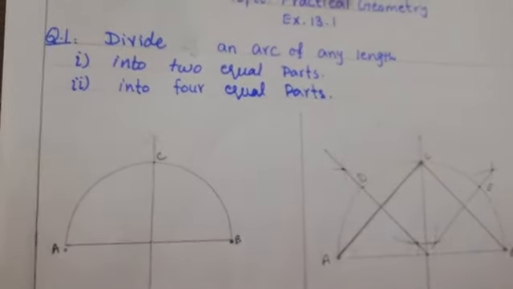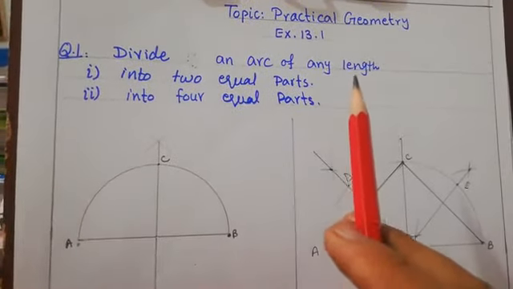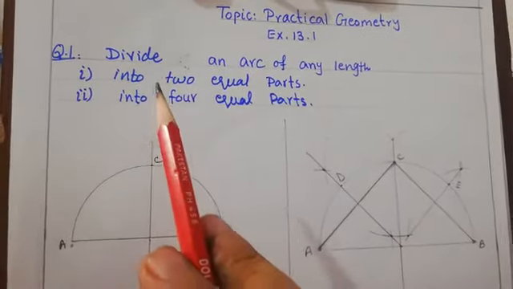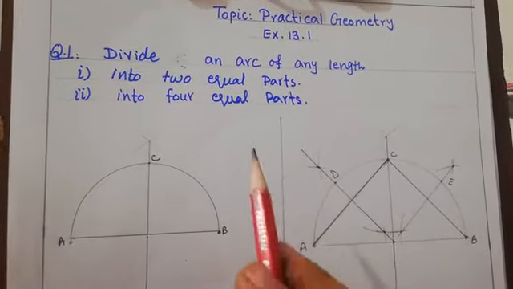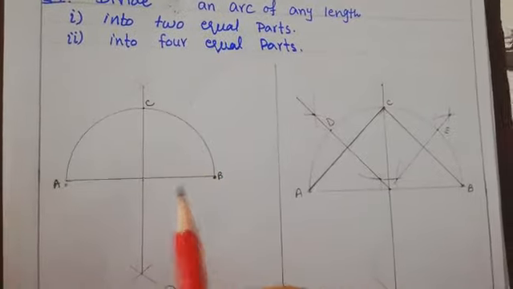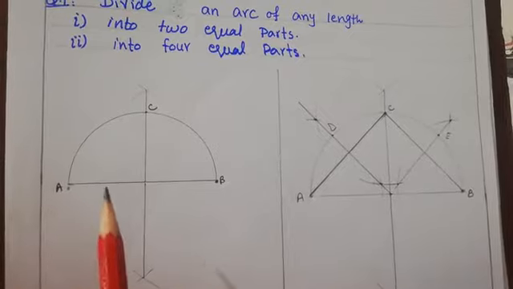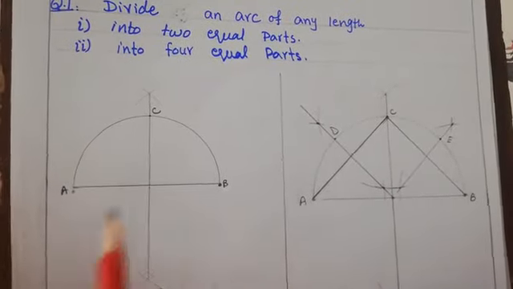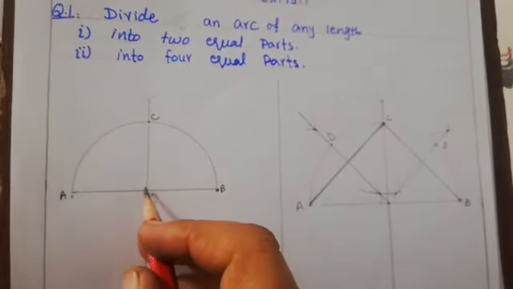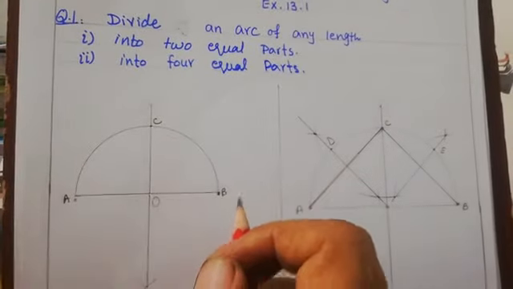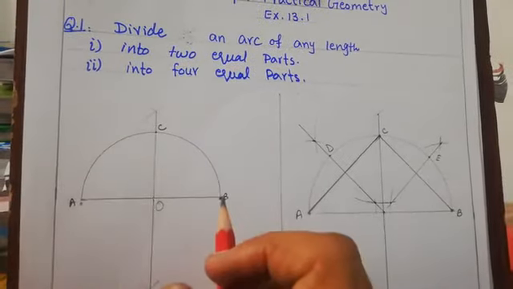Our question number 1 of exercise 13.1 is: divide an arc of any length. The first part is into 2 equal parts and the second part is into 4 equal parts. First of all, we will draw an arc of any length. You know that an arc is a portion, a part of the circumference. We will fix our compass at point O and draw an arc AB. You can open your compass as you wish. This AB is an arc, okay?